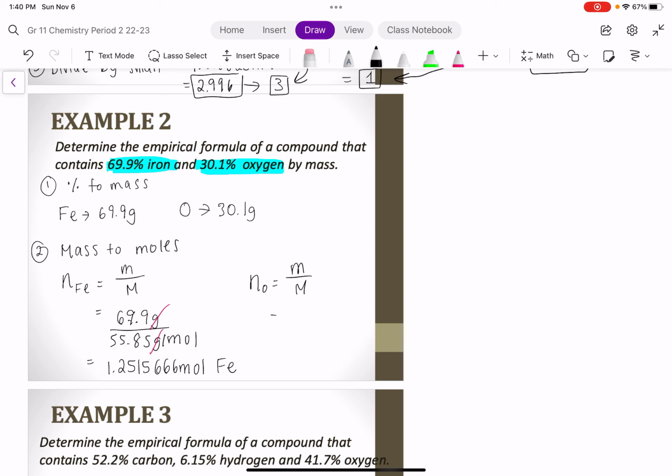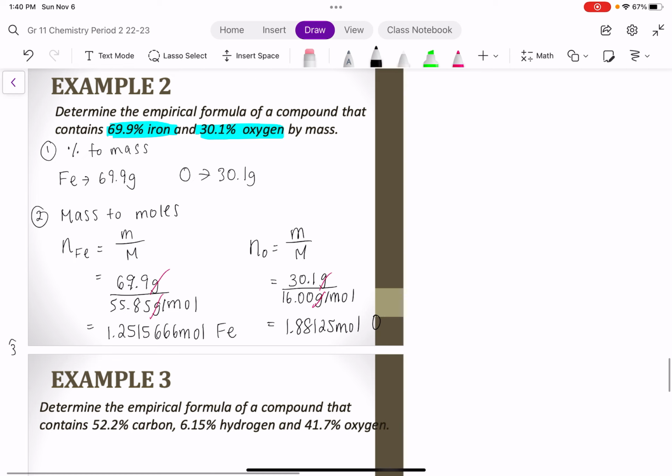Same thing for oxygen. Convert the mass into its mole amount. So we take 30.1 grams divided by molar mass, 16 grams per mole. Grams will cancel out, and this gives me 1.88125 moles of oxygen.